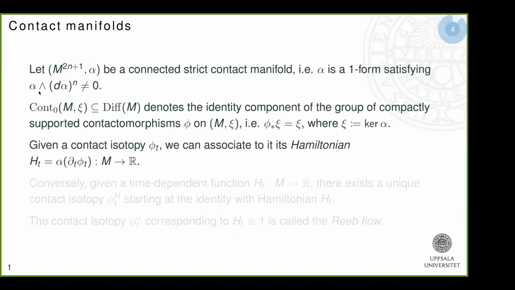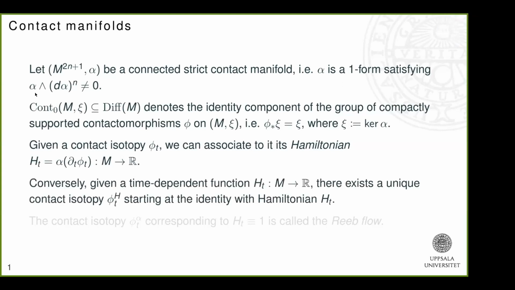And given an isotopy through contactomorphisms, we can associate to it a function by evaluating alpha on its time derivative. And it turns out that this defines a one-to-one correspondence between contact isotopies starting at the identity and time-dependent functions on M. The isotopy corresponding to the constant function 1 is called the Reeb flow. So since we have this correspondence between contact isotopies and time-dependent functions, we can study the identity component of the contactomorphism group via the Hamiltonians.